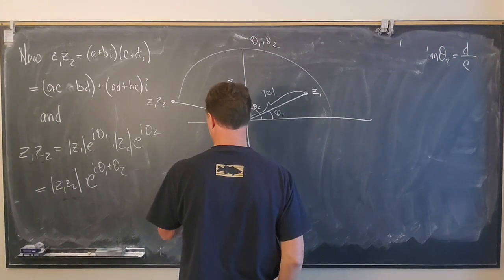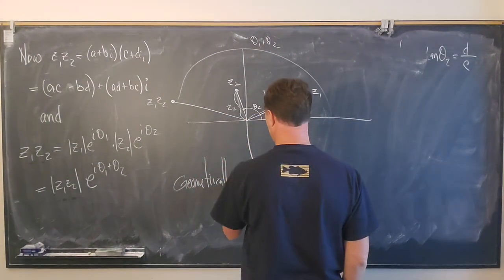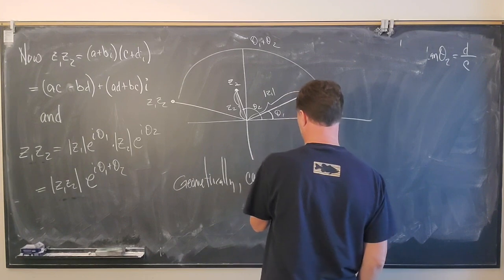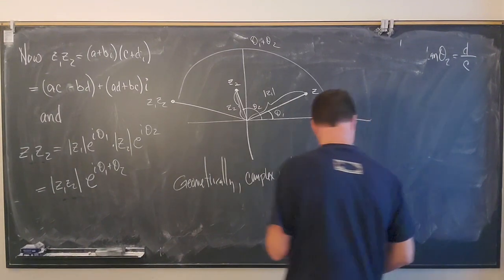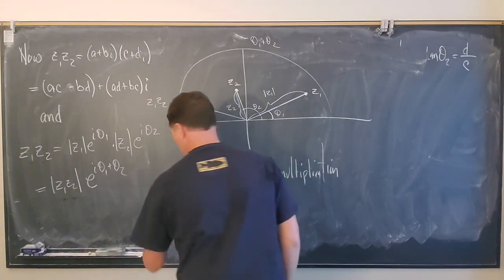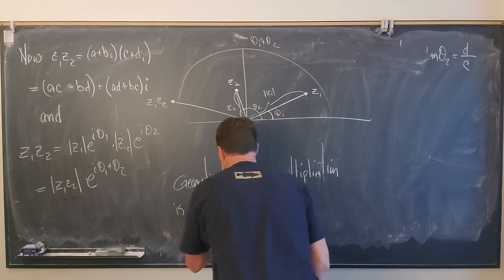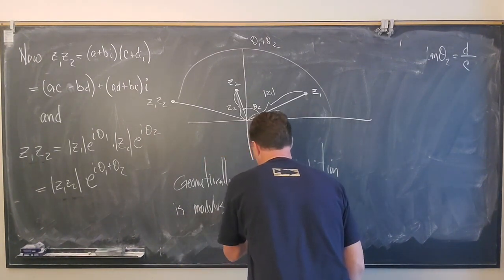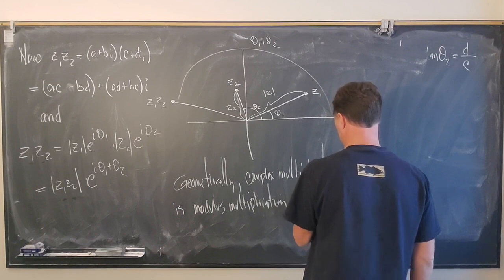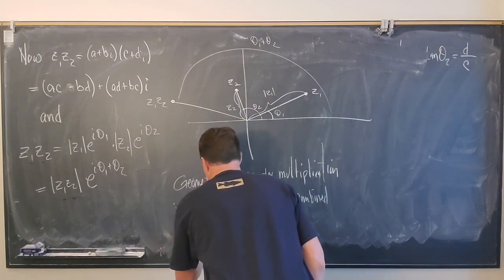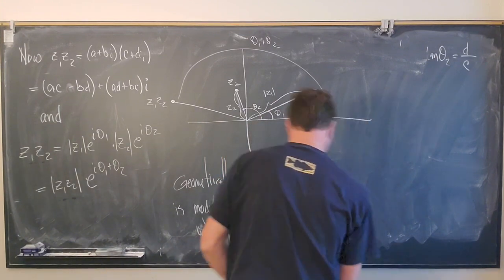Right, so let's say it like this. Geometrically, complex multiplication is modulus multiplication combined with angle addition. All right, so this gives us a nice geometric picture of what complex multiplication is.